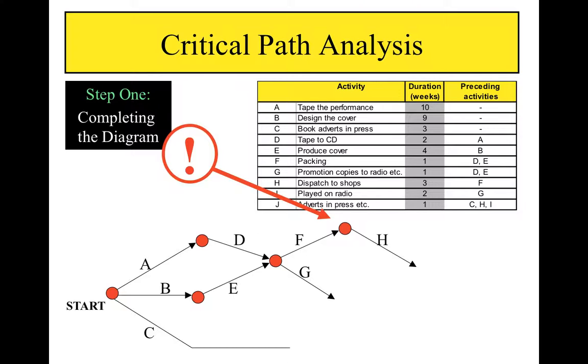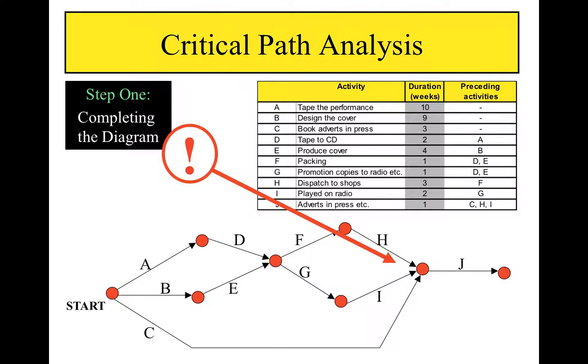H follows F, I follows G, and J is preceded by C, H and I, so these join together at a node preceding J.